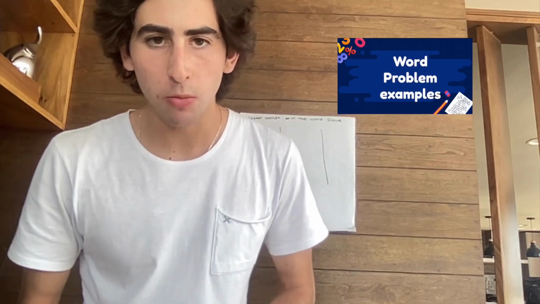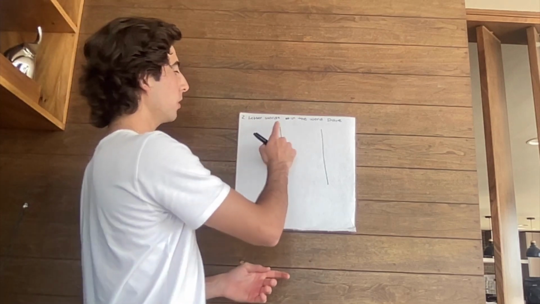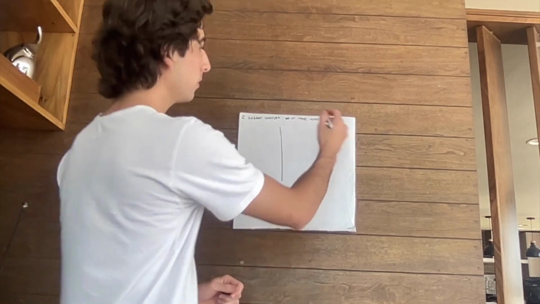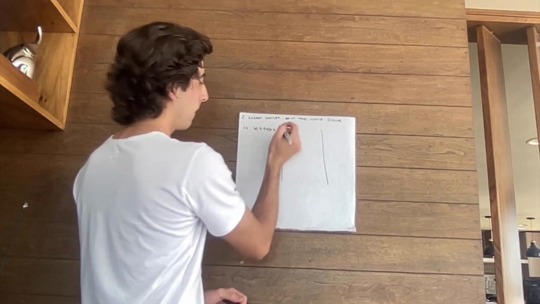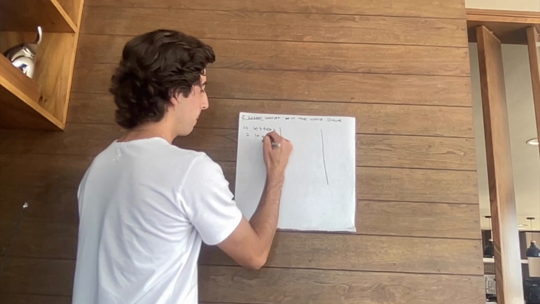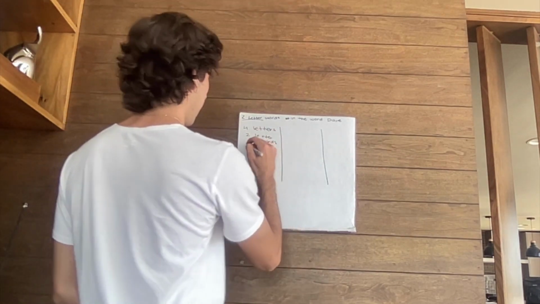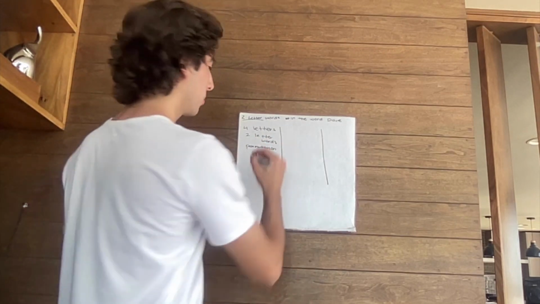Now we will be solving some word problems. The first one reads, in how many ways can I create 2-letter words from the letters in the word Dave? So, summary line, 2-letter words in the word Dave. And it's a 3-column work. First of all, Dave has 4 letters. So 4 letters. We want to find 2-letter words. We know it's a permutation because the order matters. And there's no repetition. No rep.